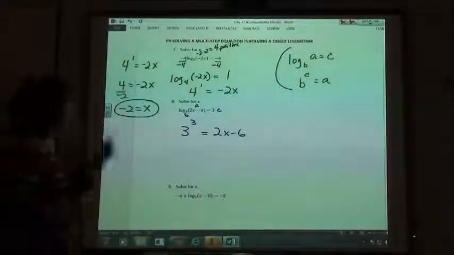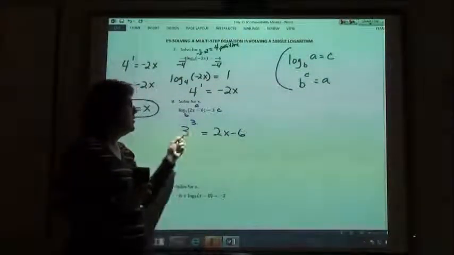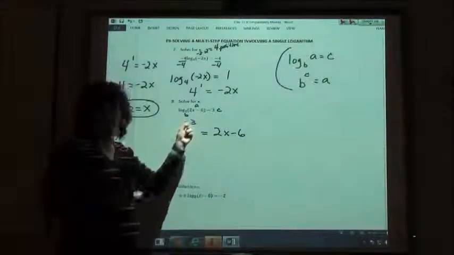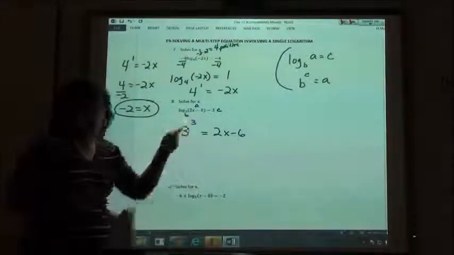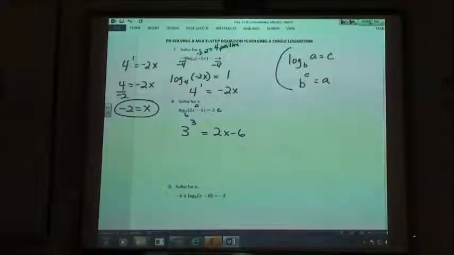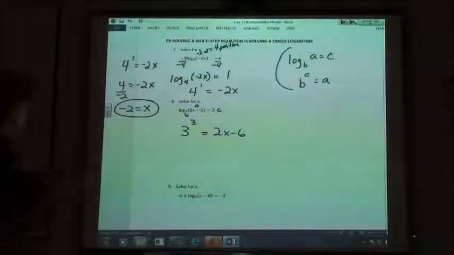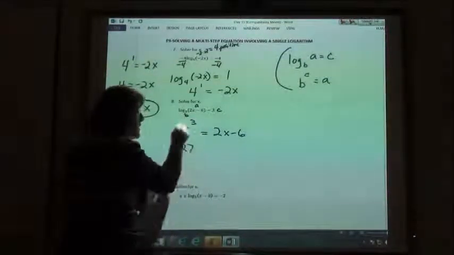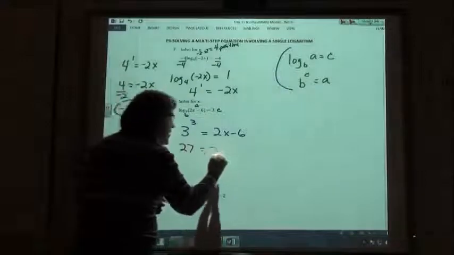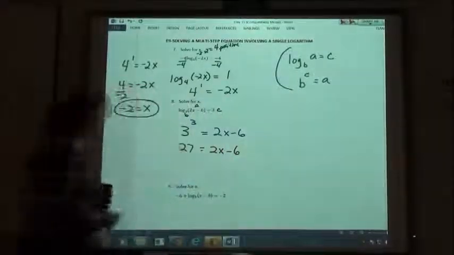So it's going to be 3 over 3. What do we do with this? Oh, we multiply that. We figure out the number. What is 3 to the third power? 27. There we go. So we make that 27. We simplify our exponent equals 2x minus 6.